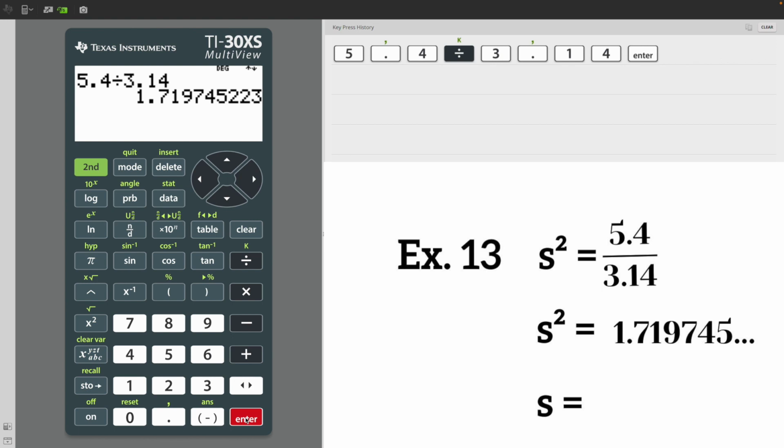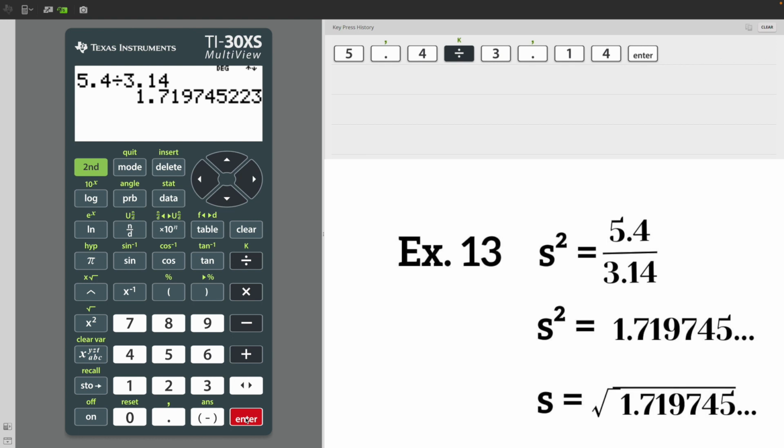The next thing I would need to do is take the square root of this answer that I have on my screen. And this answer is pretty ugly. I don't want to write it all down. I don't want to type it all out. But if I lose some of the numbers, I'll lose accuracy and I could actually get a wrong answer. And so the nice way to do it is to use the answer button.